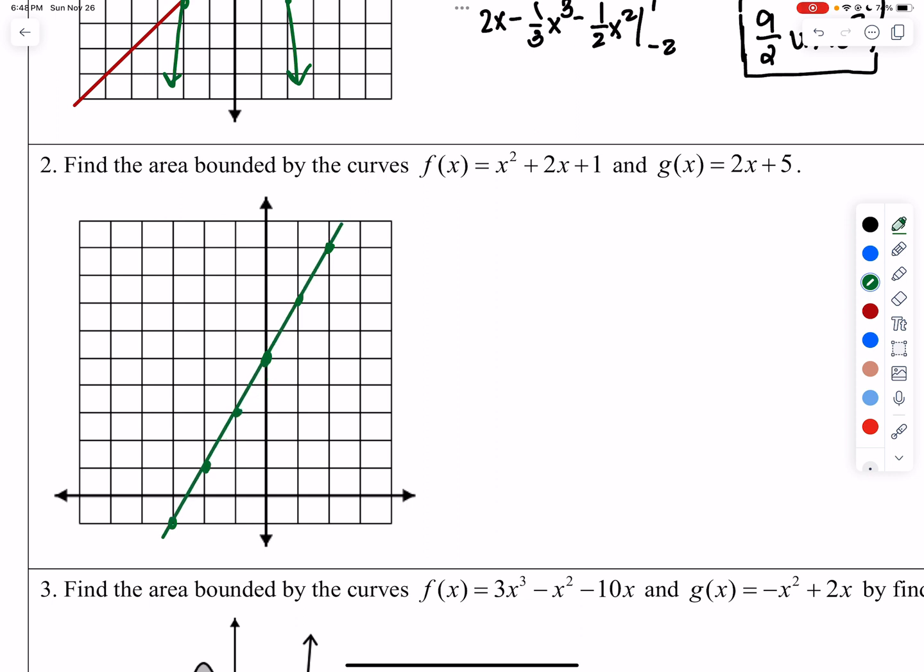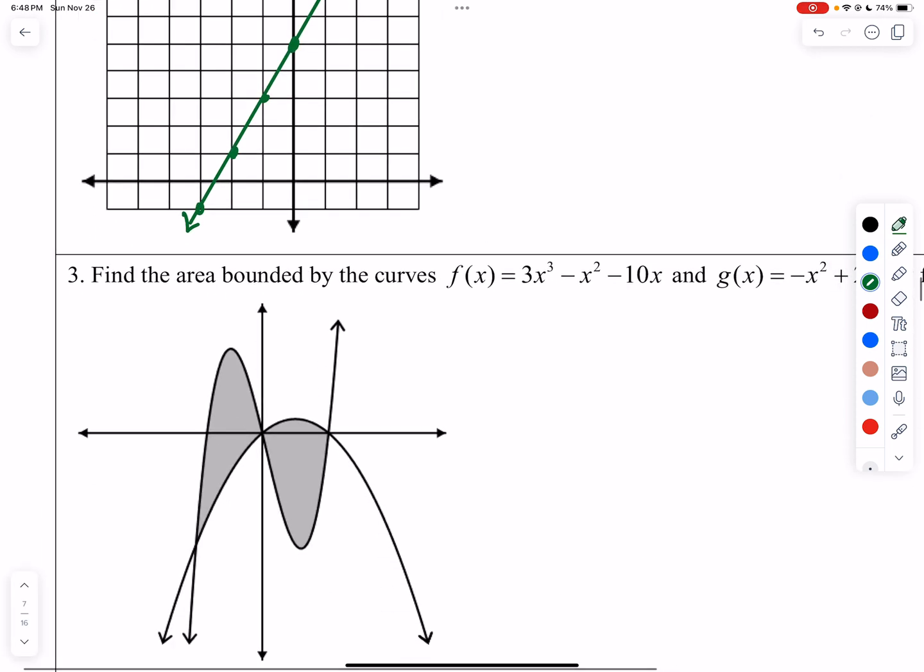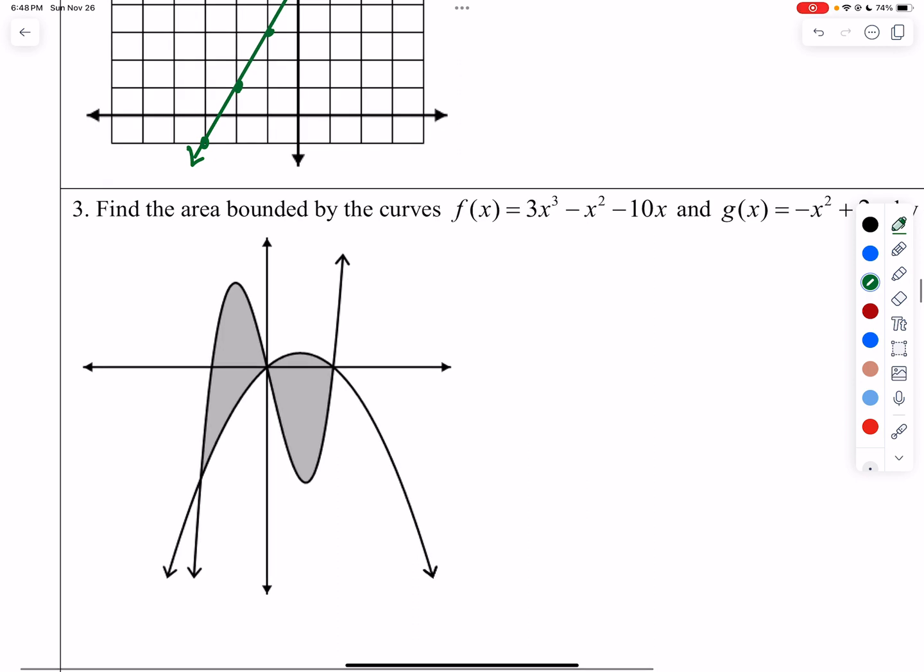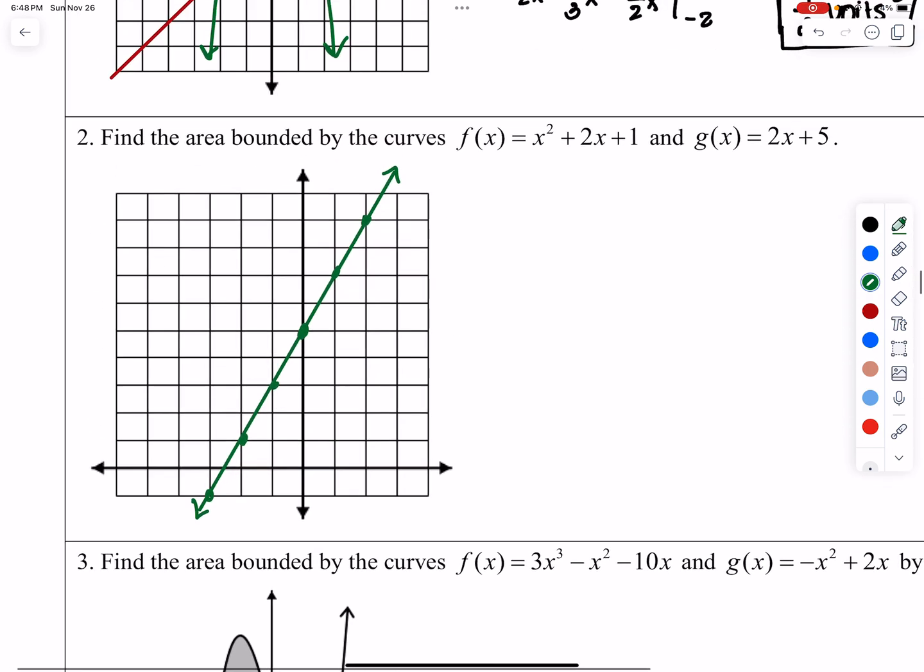Now, it's also important to note that on the AP exam, you'll obviously not be given a graph. So you might have something like this where we might need to sketch something like this, like number 3, but we'll do that later. So here, hopefully by now you know that x squared plus 2x plus 1 is the same thing as x plus 1 squared. That's just me putting it into vertex form. Gonna graph that. And your parabola should look something like this.